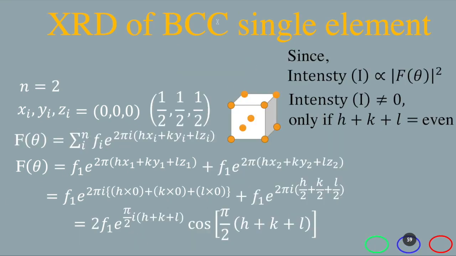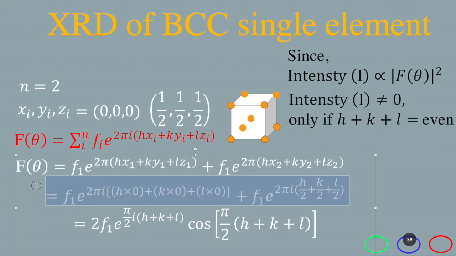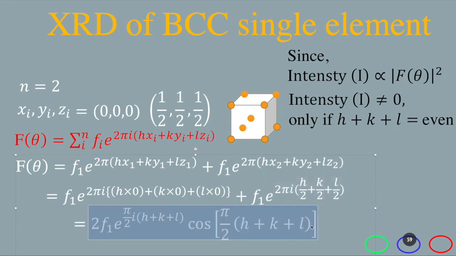Now we go to the BCC structure. In BCC, we have two atoms. The lattice point coordinates are 0, 0, 0 and half, half, half. Again, we use this equation to calculate the structure factor. Since we have two atoms, one for this atom and the other for this atom here, we compute 0, 0, 0 and half, half, half. If we reduce this equation, which is in terms of exponentials, in terms of cos using the Euler formula, then we get this equation. And this part is very important in this equation. Now look at this equation.